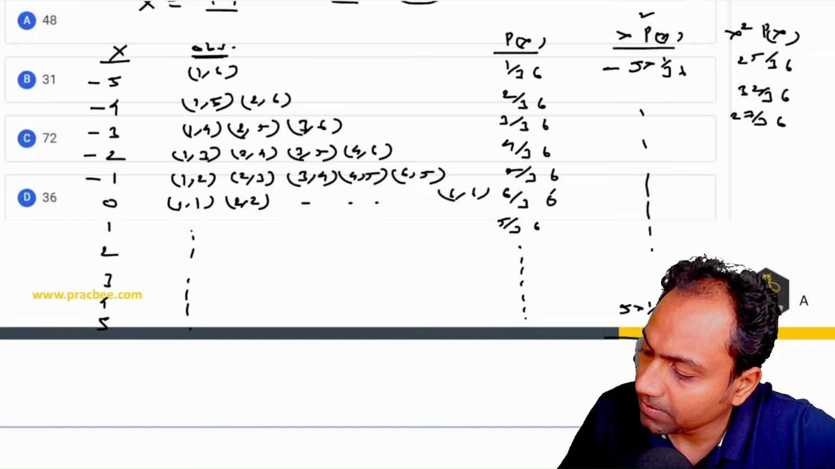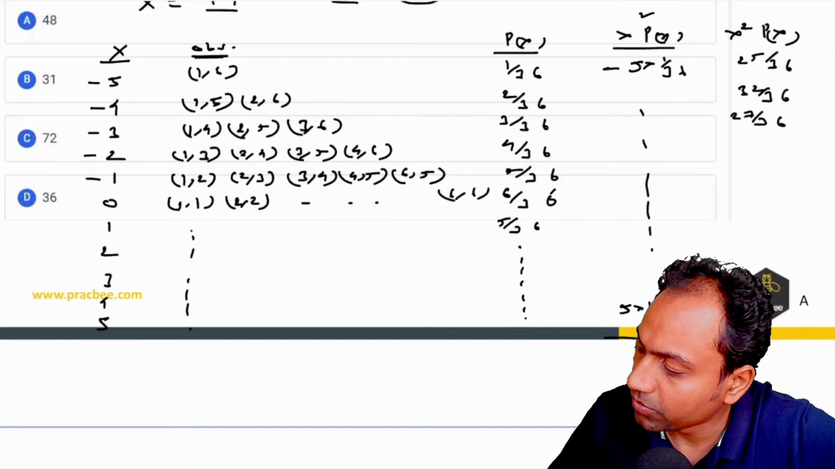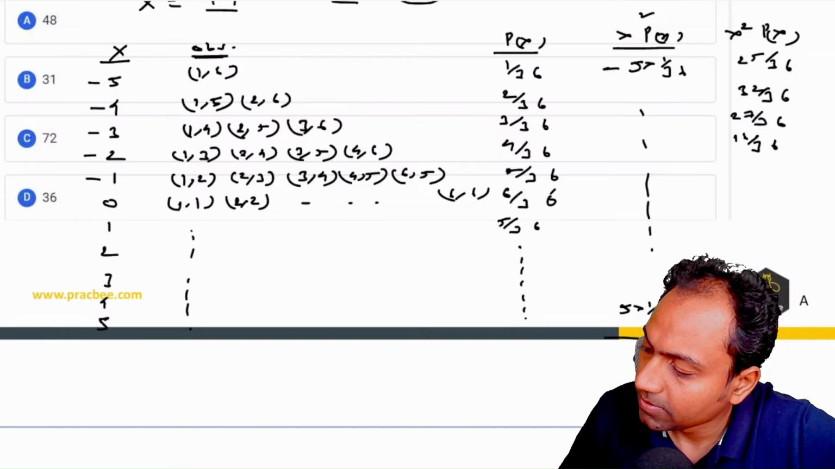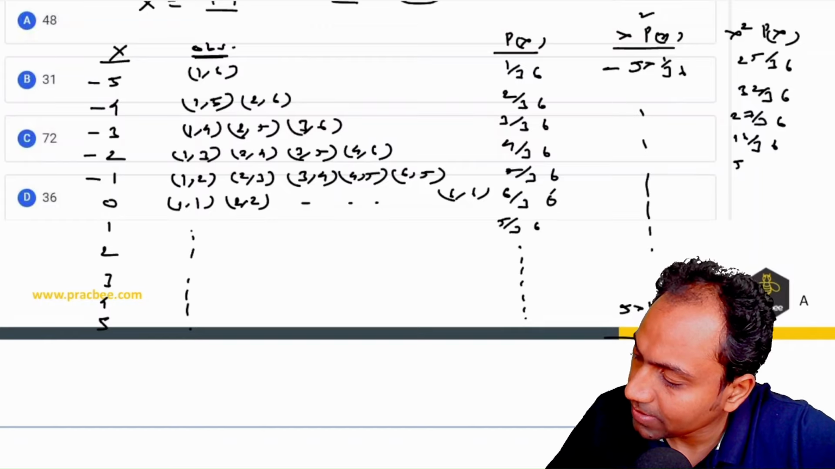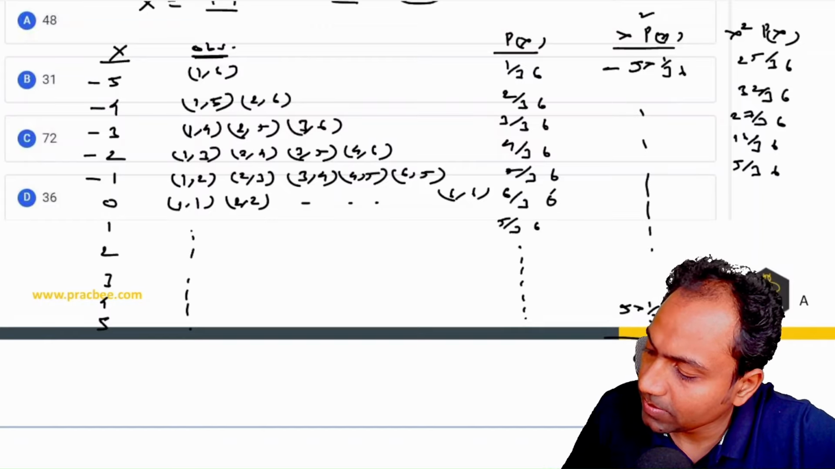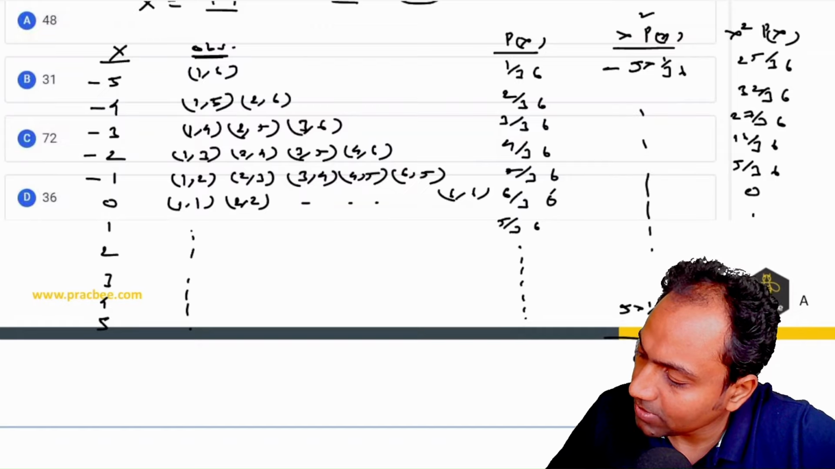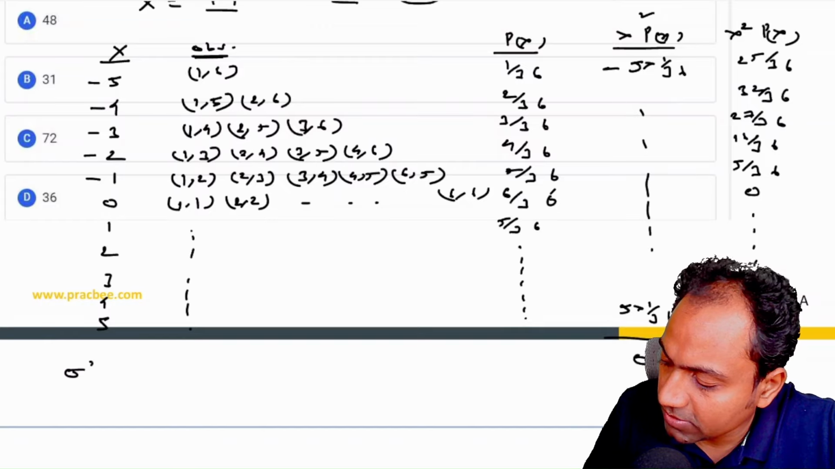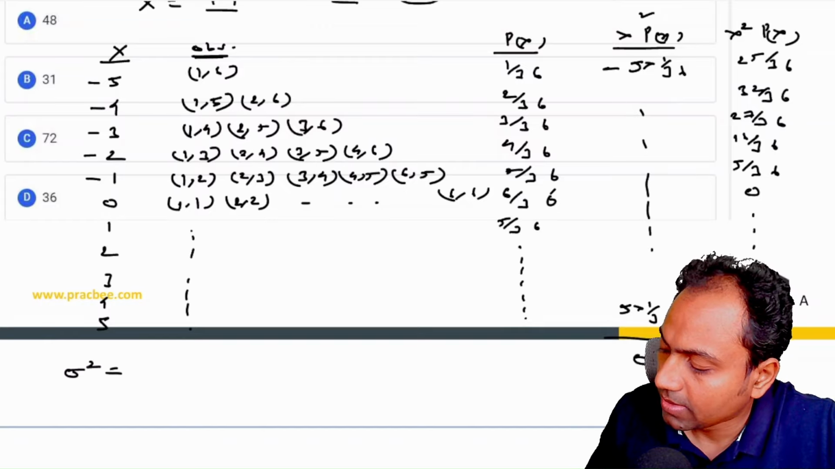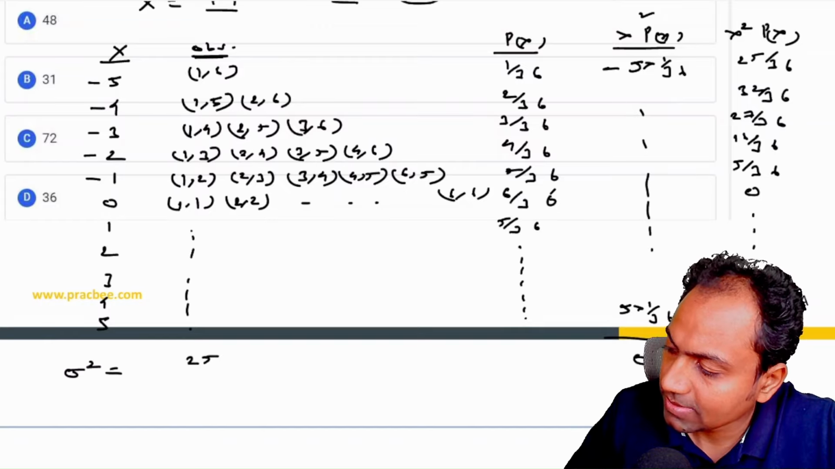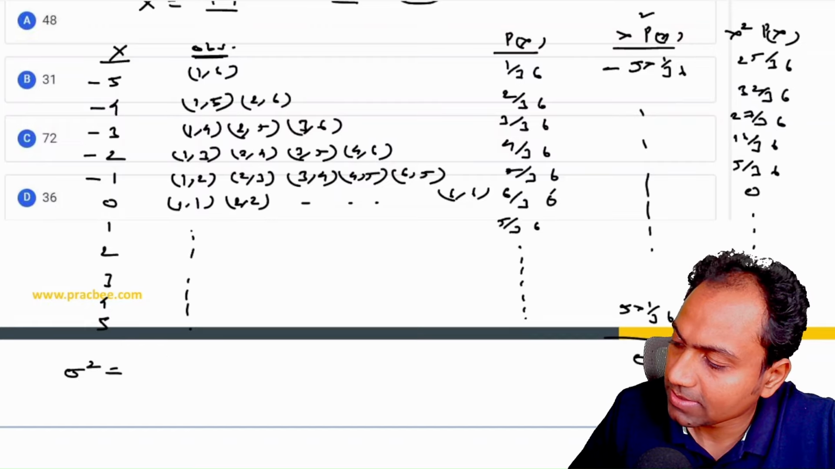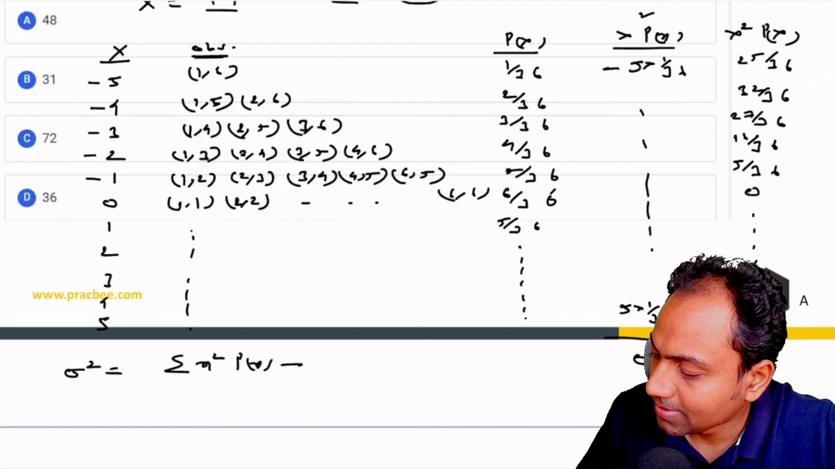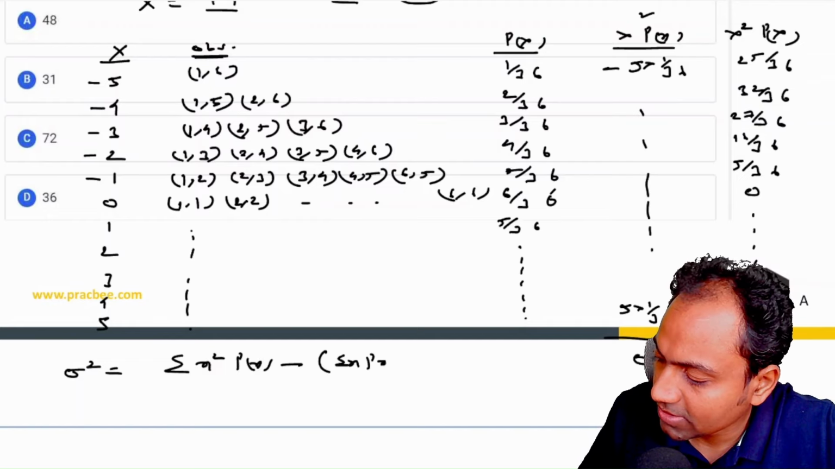The next will become 4 into 4, 16 by 36. The next will become 1 into 5, so 5 by 36. And next will become 0. And then similar kind of values will again repeat. So now if I want to write the value of sigma square, it comes out nothing but summation of x square px. This is the formula, let me write it down. Minus summation of x px whole square.